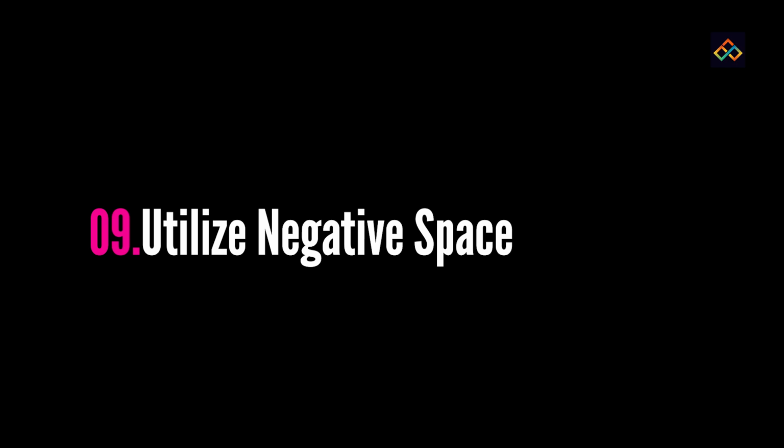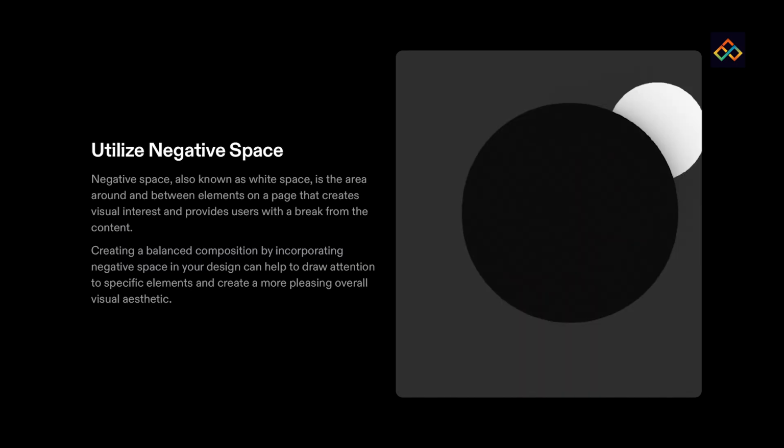And the next step is negative space. Negative space, also known as white space, is the area around and between elements on a page that creates visual interest and provides users with a break from the content. Creating a balanced composition by incorporating negative space in your design can help to draw attention to a specific element and create a more pleasing overall visual aesthetic. Negative space is really helpful because by using negative space, you can focus on your major element or major content. If you are using negative space or white space in your design, then it means people will focus on the main content.